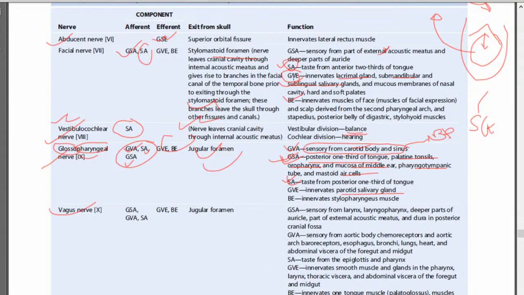So both of the salivary glands: parotid, you know where the parotid gland is? And the sublingual salivary gland. Okay, this is the difference. Sublingual efferent is by the facial nerve. Parotid is by the glossopharyngeal nerve.